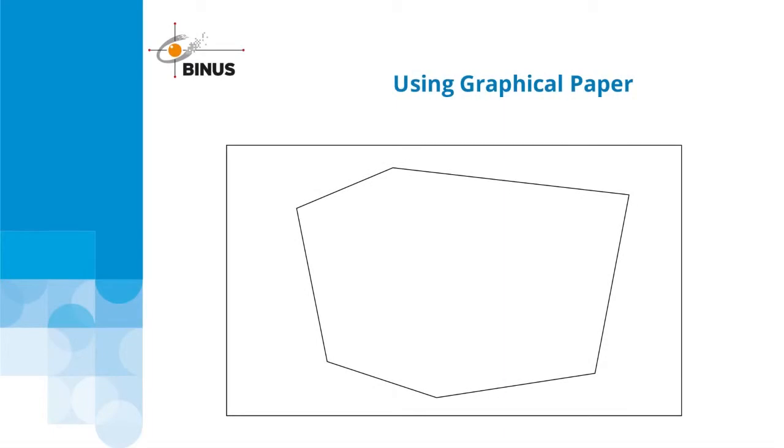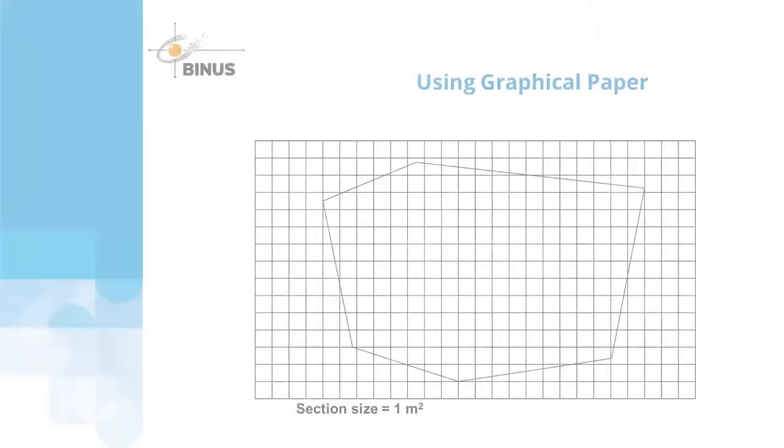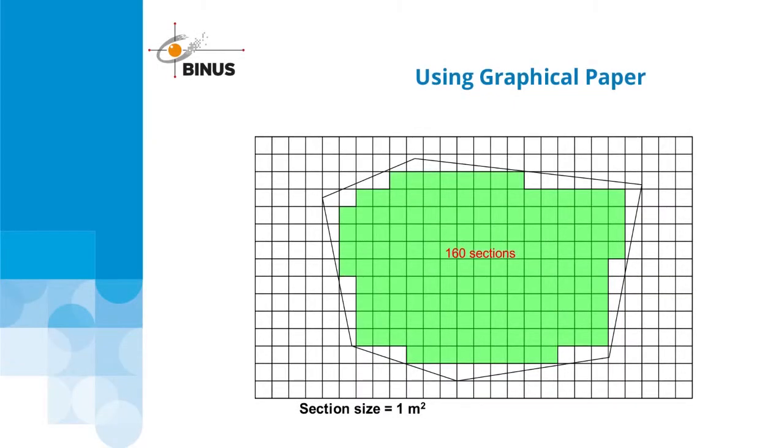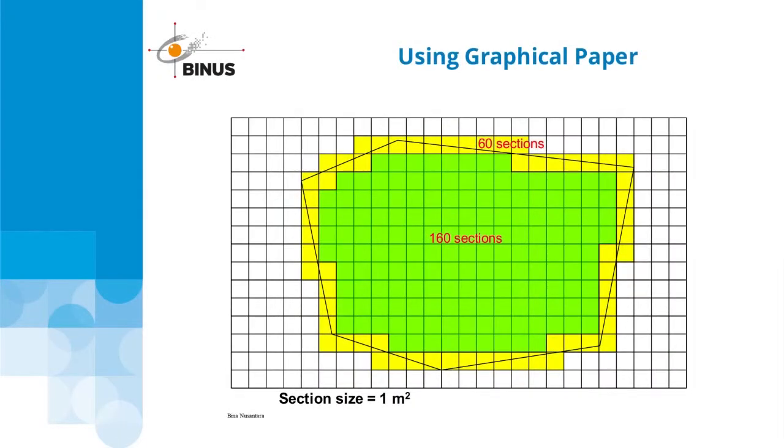Let's say we have a certain area on the drawing. We draw the area onto graphical paper with a section size of one box equal to 1 meter square. First, we calculate the amount of full boxes. For this example, the amount of full boxes is 160 sections. Next, we calculate the total amount of partial boxes. The partial boxes are assumed to be equal to half of a full section. The total amount of partial sections is 60 sections.